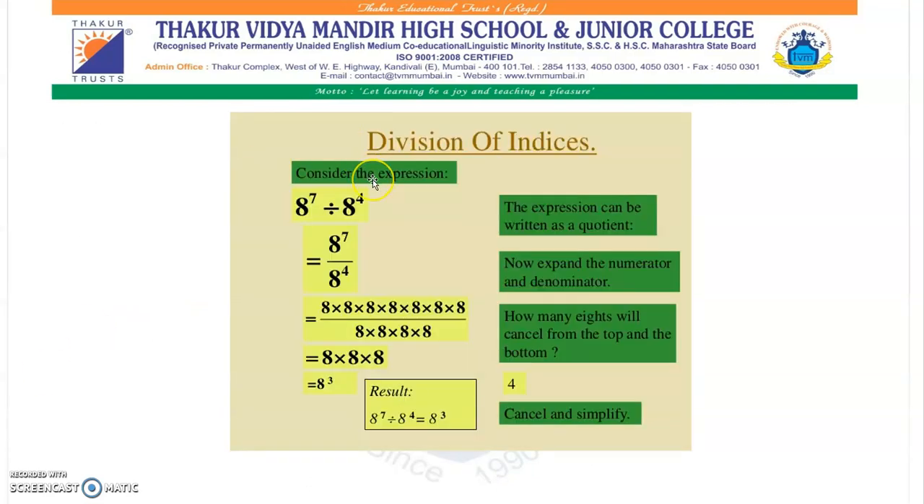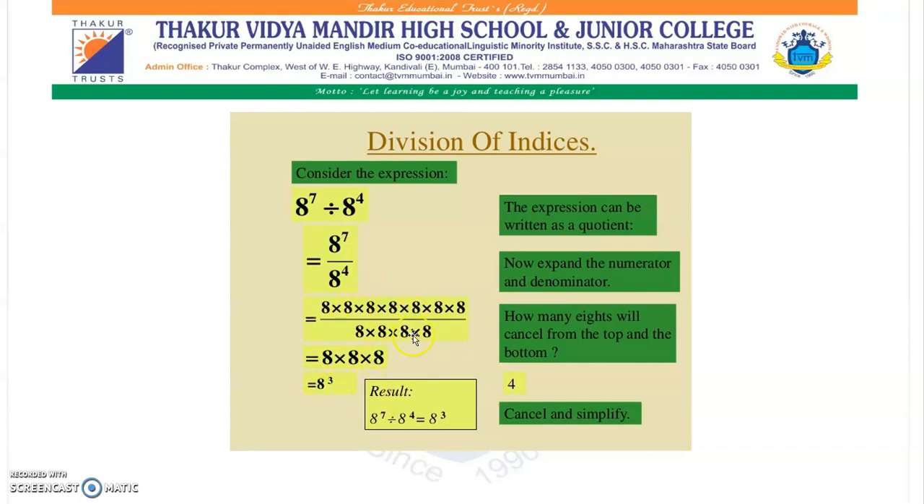Let us clear the division rule. 8 raised to 7 divided by 8 raised to 4. Now we can write this in a quotient way, 8 raised to 7 over 8 raised to 4, or we can say in a fractional form. Now expand the numerator and expand the denominator and cancel the 8s.